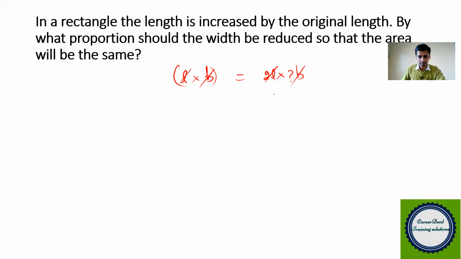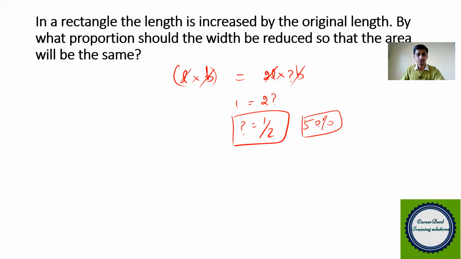So you have 2 times question mark equals 1. So the question mark value equals 1 by 2. So what is that? You have to decrease 50%. You have to decrease it 50% to get back to the same area. This becomes your answer. Hope you understood the problem, right? Okay.